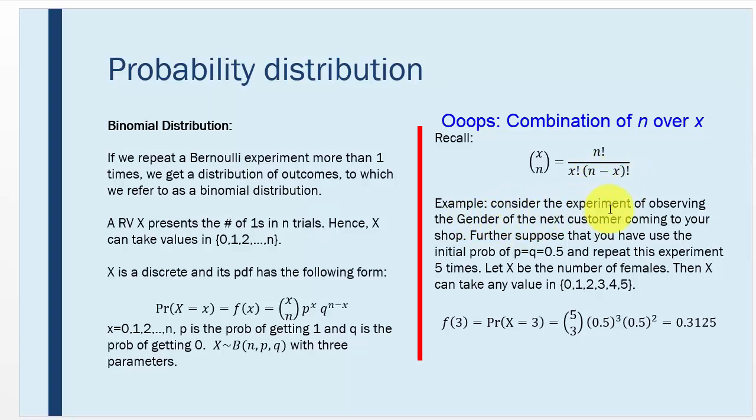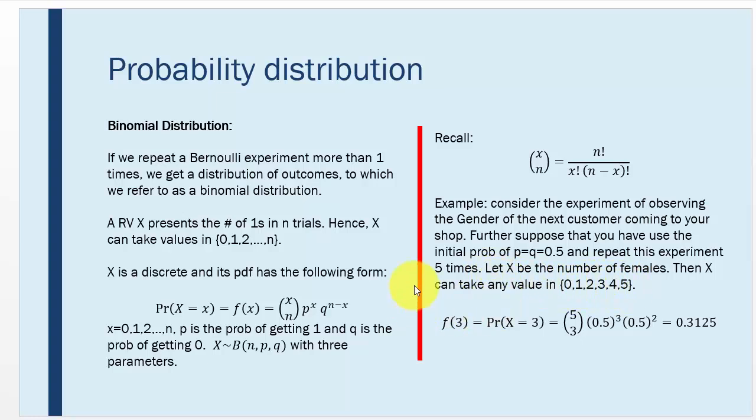For example, consider the experiment of observing the gender of the next customer coming to your shop. Furthermore, suppose that you have used the initial probability of getting a female equal to the probability of getting a male, equal to 50%, and repeat this experiment 5 times. Let x be the number of females. Then x can take any value between 0, 1, 2, 3, 4, and 5.